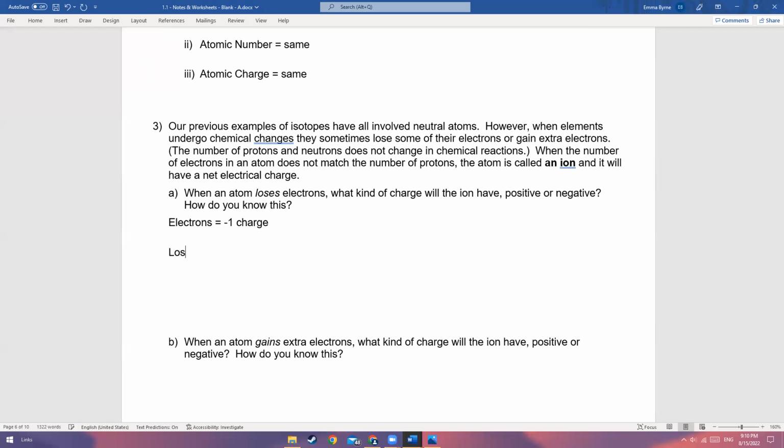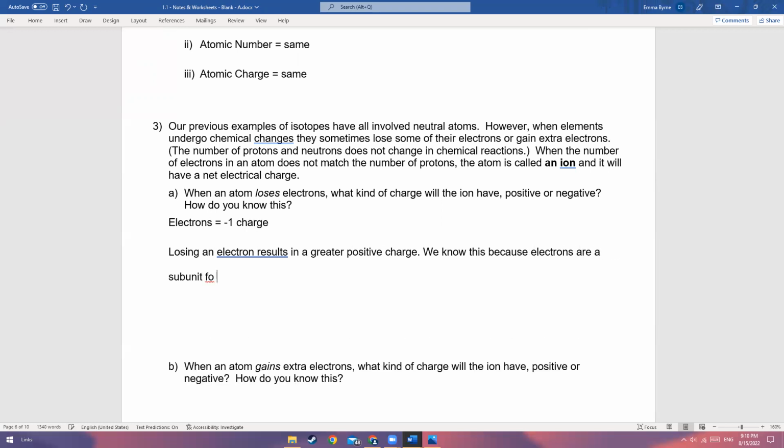So losing an electron results in a greater positive charge. We know this because electrons are a subunit of negative charge.